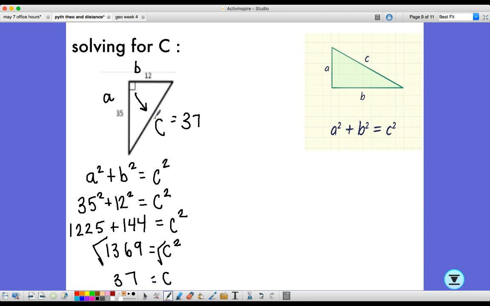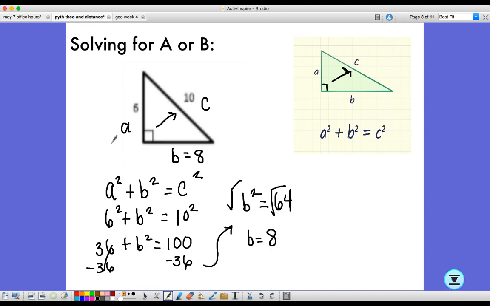A few things you can identify within Pythagorean theorem is that your C is always going to be your longest side. So if you get a number here that is not larger than 35 or 12, then you did something wrong. And we can go back and double check that again. Was 8 smaller than 10? Yes. So we know we got the right answer.